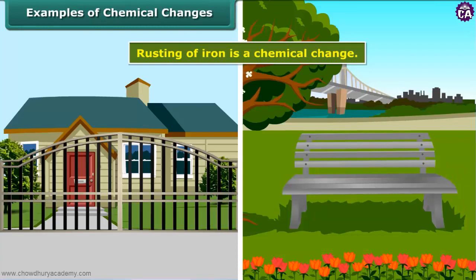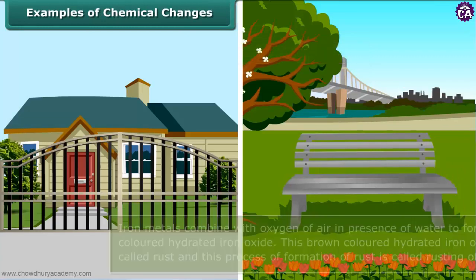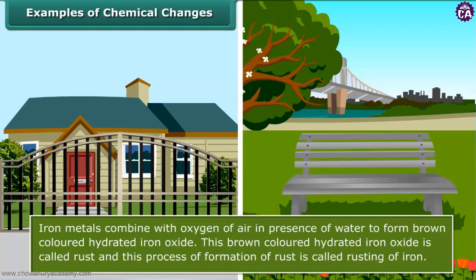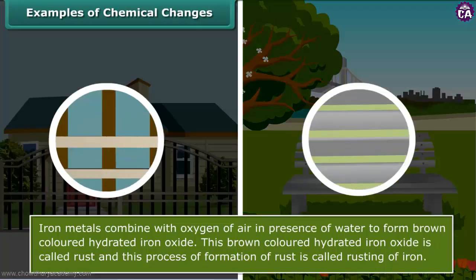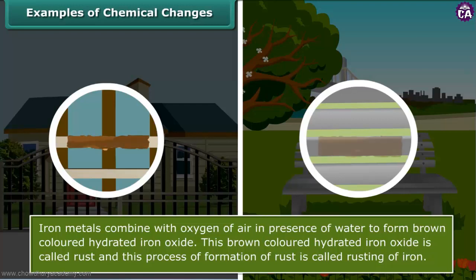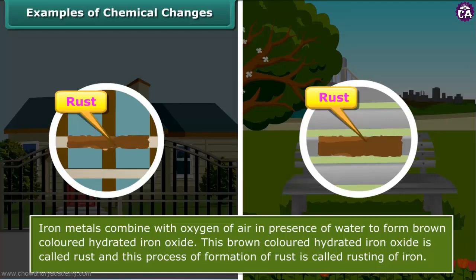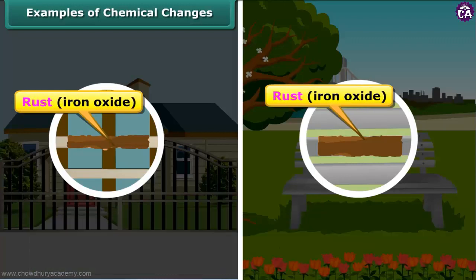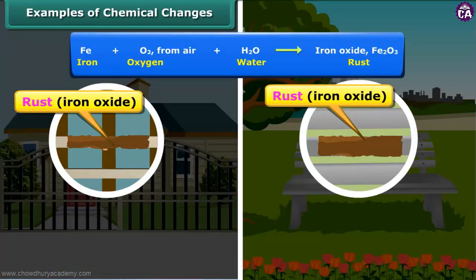Examples of chemical changes. Children, you can see too many chemical changes in your daily life. Have you seen iron gate or iron bench in garden with a brownish film on it? This brownish film is called rust, and the process of formation of this film is called rusting. Chemical name of this rust is iron oxide. Rusting occurs in presence of oxygen and moisture.